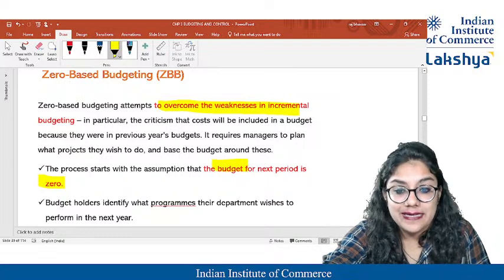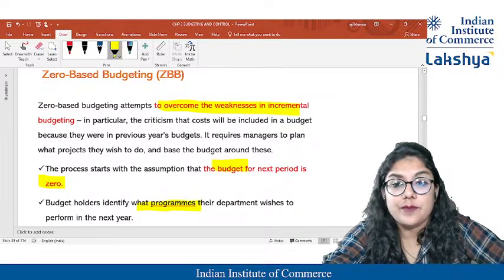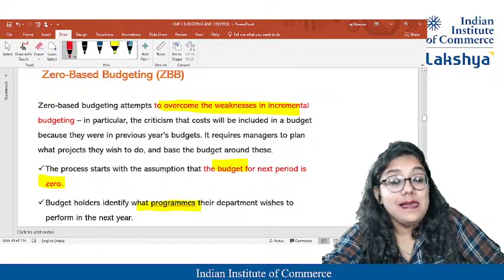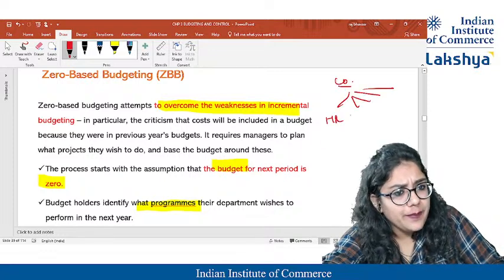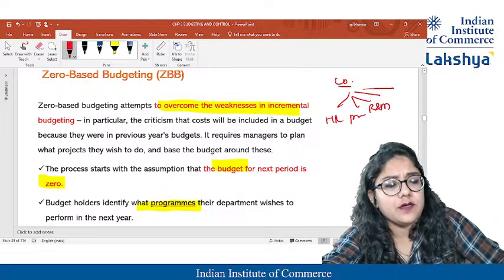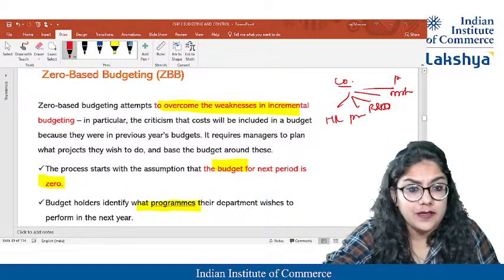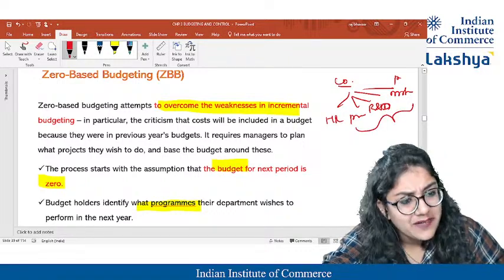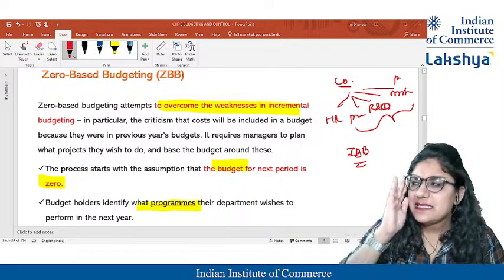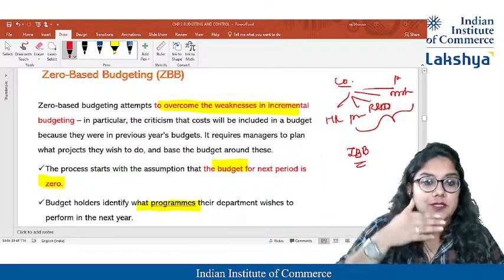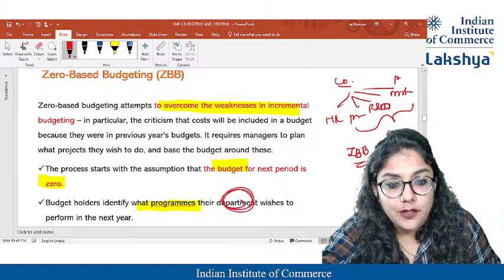The budget holder identifies which program to start. Means what, guys? Now this is important. Let's say in my company, there are lots of departments: HR department, production department, research and development, R&D, marketing, sales, or whatever it is. Do you think I should start with ZBB for everybody? So students, maybe for production, things are constant. You can use incremental budget. But the most important thing is you have to identify which department to do ZBB.